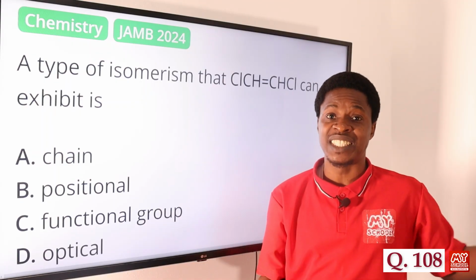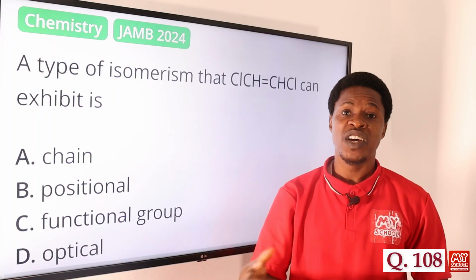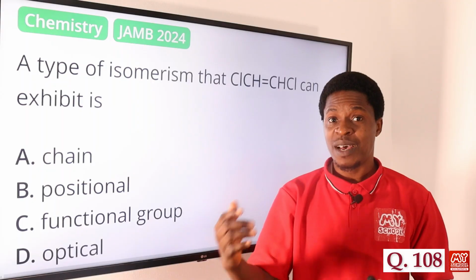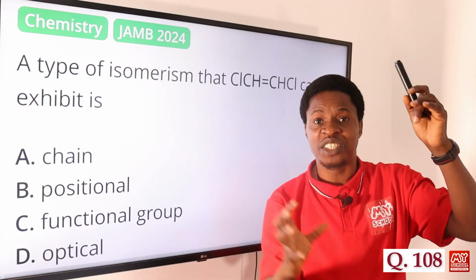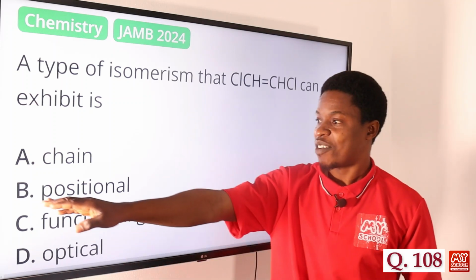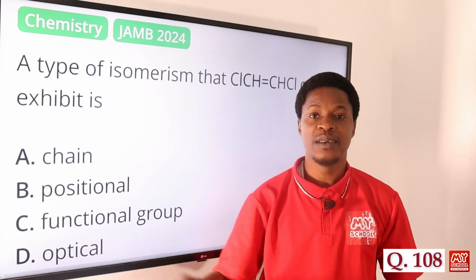So the only thing that changes there is the positioning of where the chlorine atom is, though still on carbon 1 and carbon 2, but the orientation has been changed, up and down. So we say, because of that, the correct answer is option B, positional.